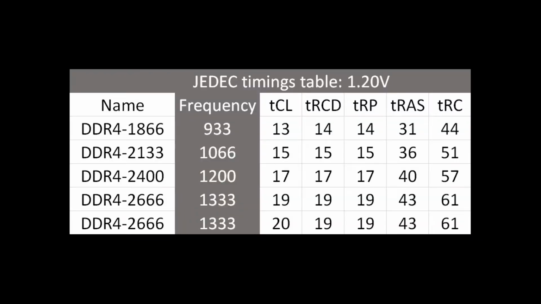Each latency number refers to the number of clock cycles that the CPU must wait for the memory to complete an action. Since double data rate memory sends and receives data twice per clock cycle, the frequency shown is half the data rate. The numbers you typically see advertised for any given module are the first four. These are called primary timings, and the first of these is CAS latency.